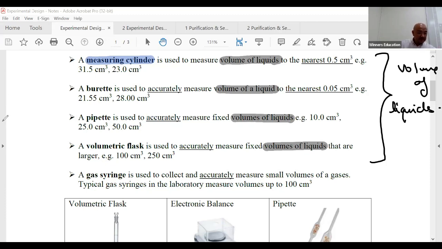But there are differences that you need to be very clear about. A measuring cylinder measures to the nearest 0.5 cm cube. So we are looking at values of, for example, it's good to have examples in your head, 31.5, 23, 23.5, 24, 24.5. Okay. What about a burette? A burette has an additional word. It's the word called accurately. So I would like to use pink for this, let's say, accurately.